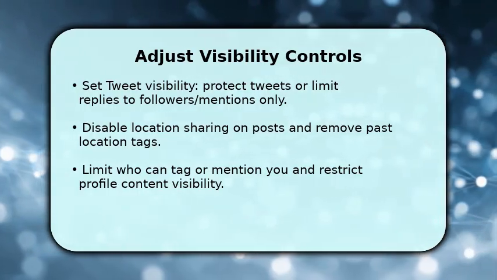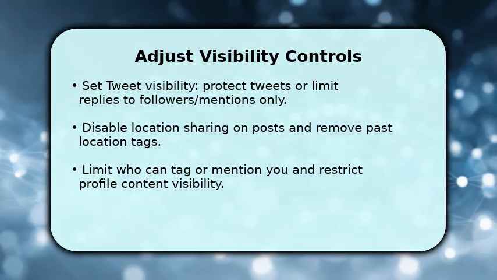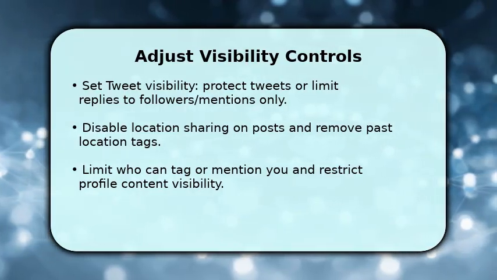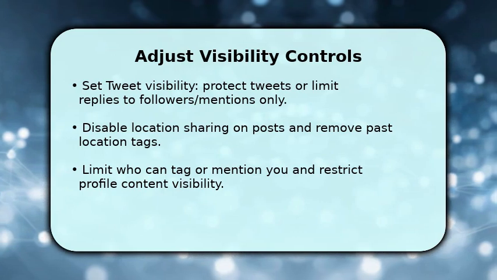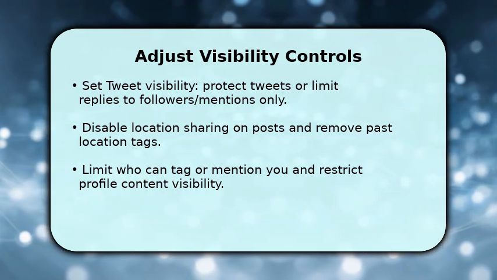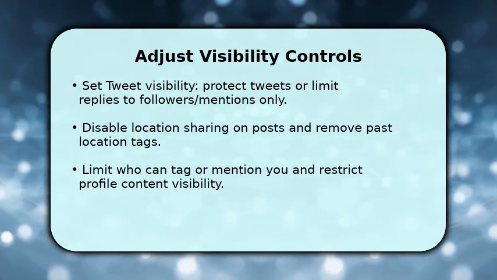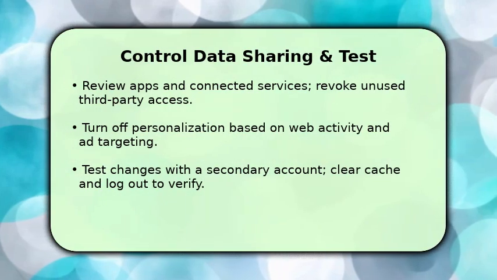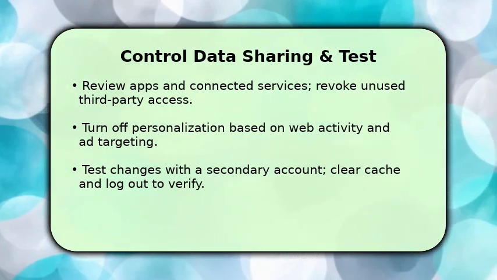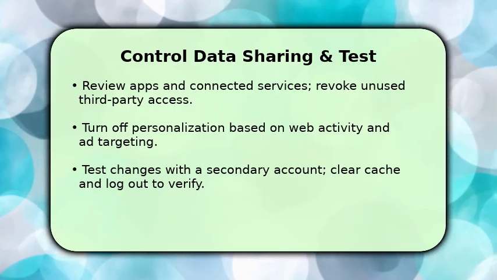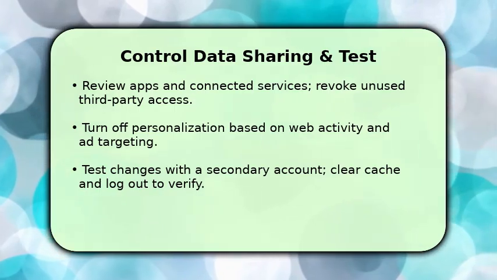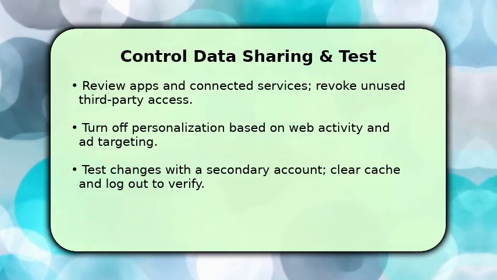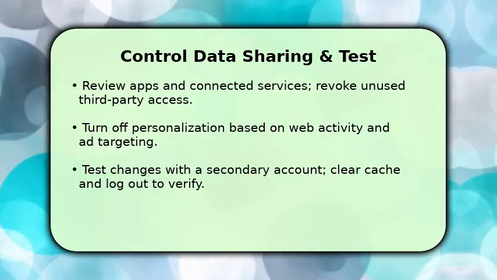Choose filters that block notifications from new or unverified accounts. Make these changes deliberately because they shape who sees new and existing content, and finish by limiting data sharing. Go to data sharing and off-platform activity and switch off personalization and ad targeting where possible. Review third-party app access and revoke anything unnecessary to stop external data flow.